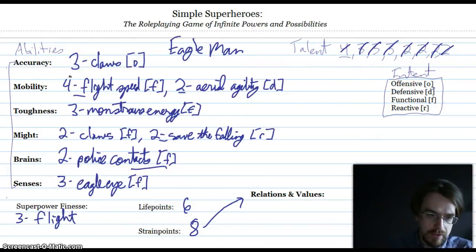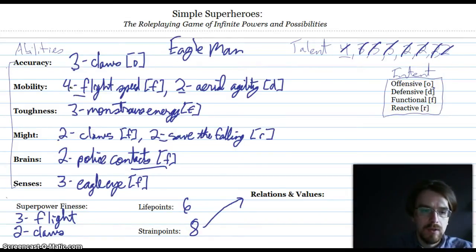So he also obviously has 2 claw talents, so we're going to give him a rank 2 claws. This rank does cap at the highest level talent in your power set. So if he had 5 flight talents, but they were all 4 or below, his rank would still be 4 for flight.